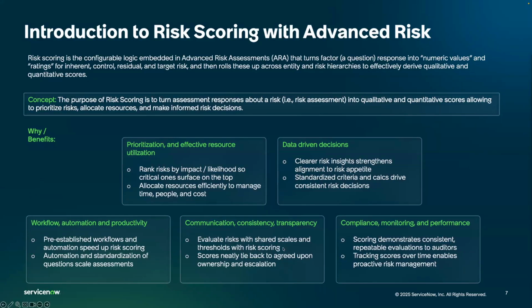Fourth, communication, consistency, and transparency. When everyone evaluates risks using shared scales and thresholds, you create a common language. Scores tied directly back to agreed upon ownership and escalation paths. There is no ambiguity about what a high risk means versus who is responsible for it.